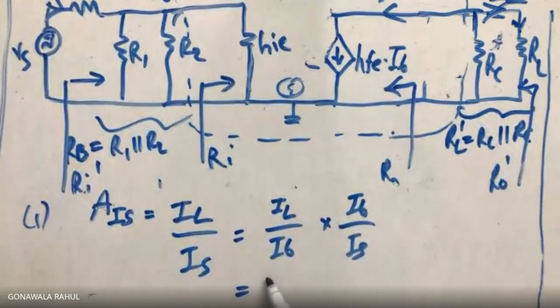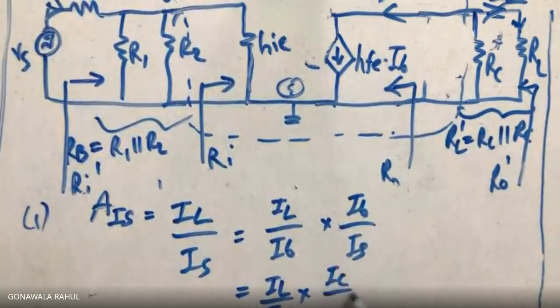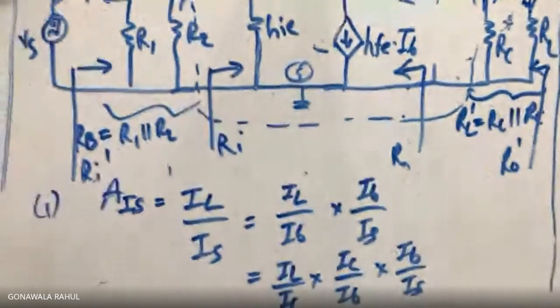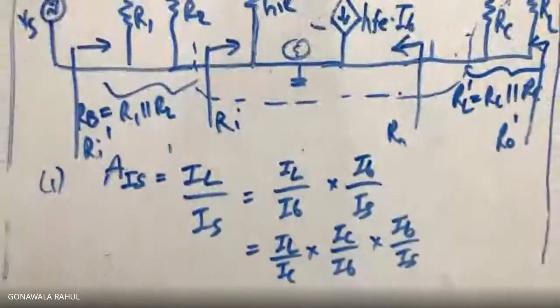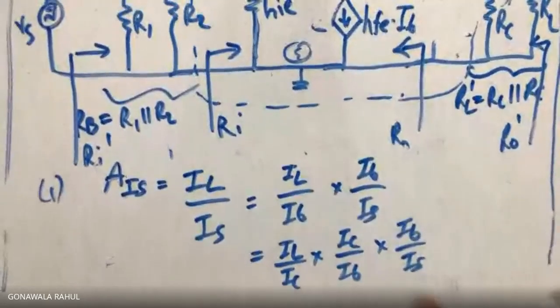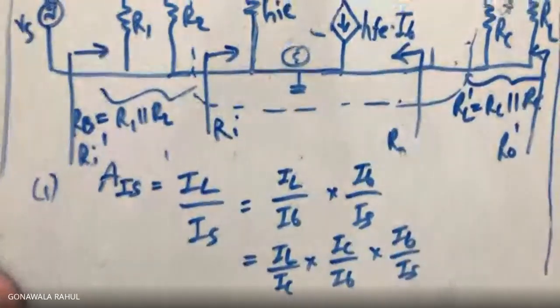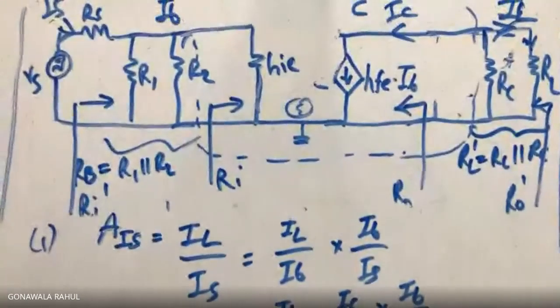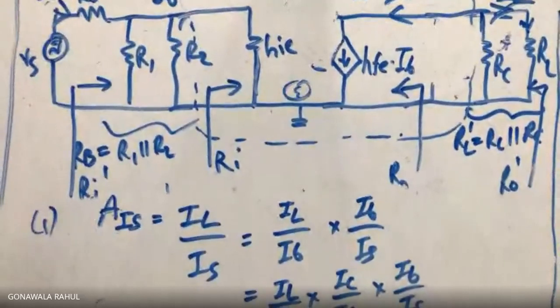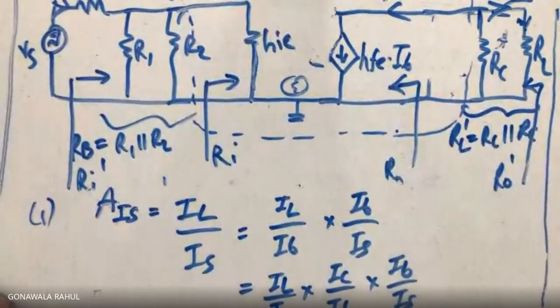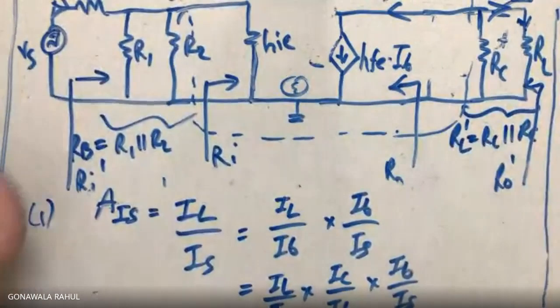It could be IL by IC into IC by IB into IB by IS. So that was the thing that we need to derive, current gain. Now to do the mathematics, I have to remove this circuit. We will take a part of this circuit at certain intervals. I will draw it again and again so that we can have it.